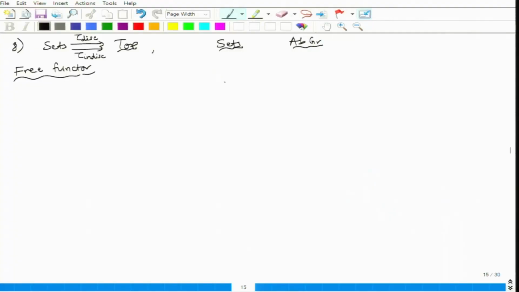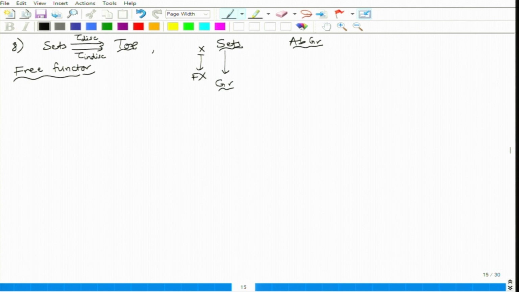Sets to abelian groups. Take the abelianization of the free group on that set. Okay, you are describing two different things at the same time, so you are also describing the free group. So X maps to FX. Let us remind everybody of what the free group is.